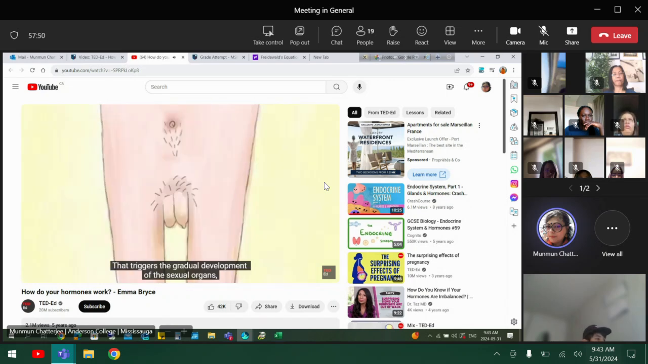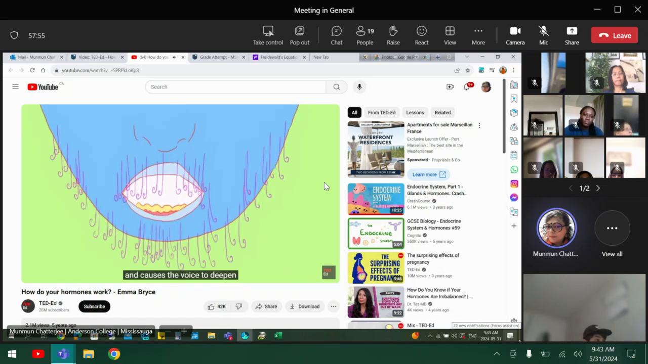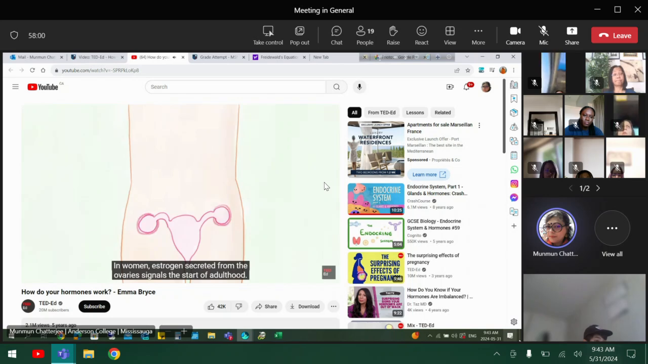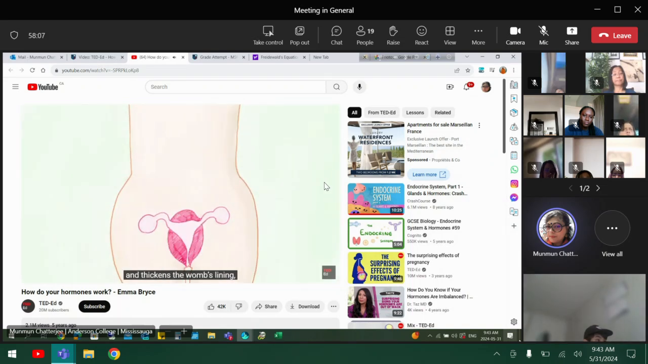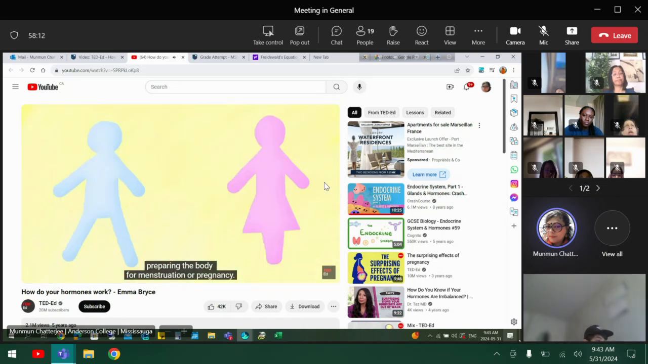That triggers the gradual development of the sexual organs, makes facial hair sprout, and causes the voice to deepen and height to increase. In women, estrogen secreted from the ovaries signals the start of adulthood. It helps the body develop, makes the hips widen, and thickens the womb's lining, preparing the body for menstruation or pregnancy. An enduring misconception around the endocrine system is that there are exclusively male and female hormones. In fact, men and women have estrogen and testosterone, just in different amounts.